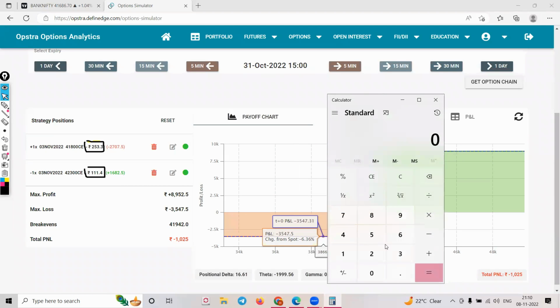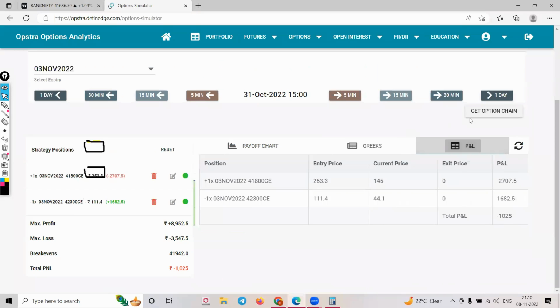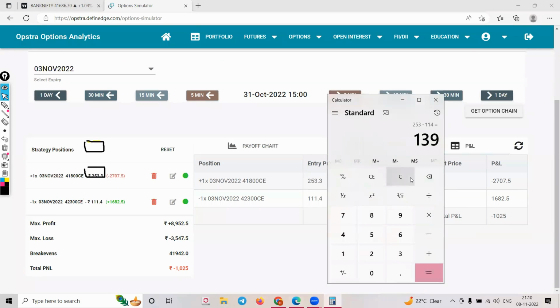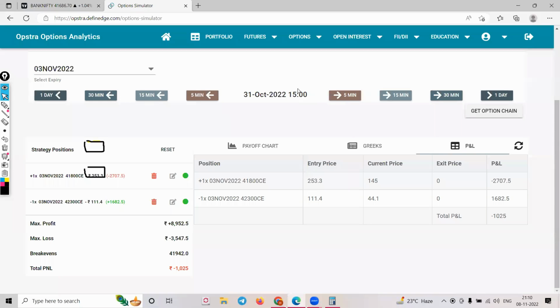Okay, so now, 253 minus 114. Unless and until this 253 becomes 139, I will not be doing any adjustments. I'll let you know why. Okay, I'll go to this profit and loss. So now this has become almost like 145, close to my 139. So there is a difference of only 5. We are almost at the end of the day. It should be 111, not 114. 253 minus 111.